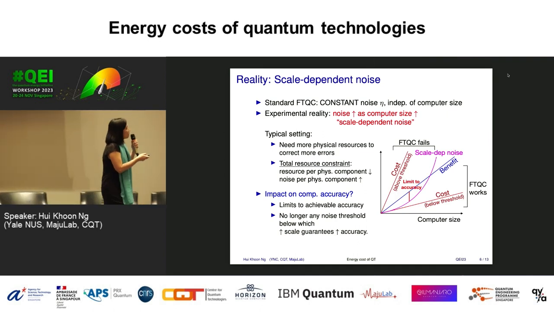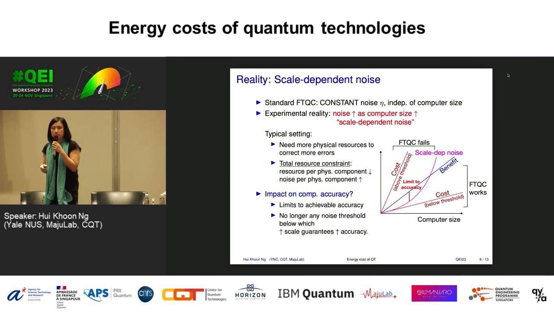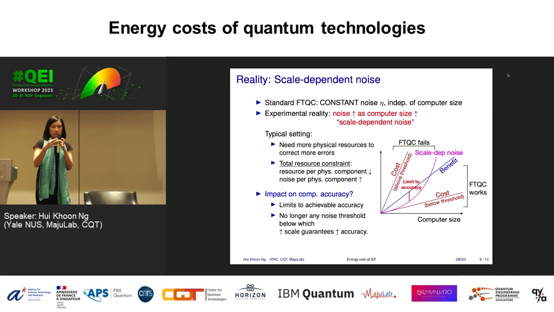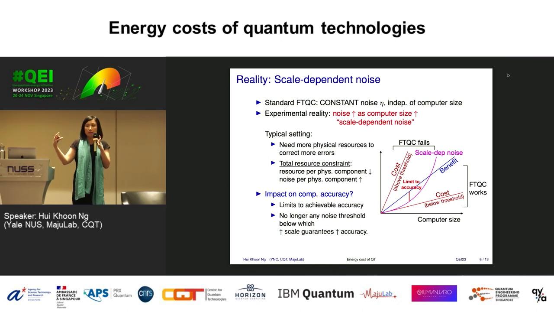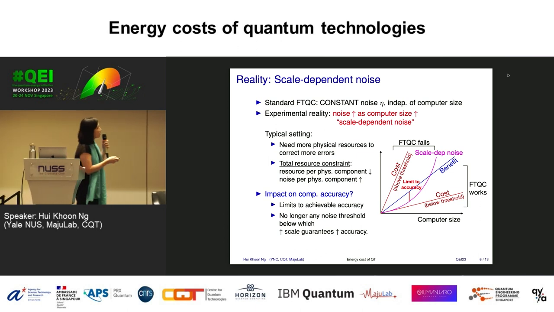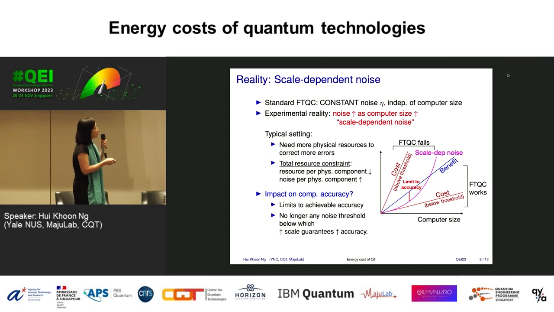Let me bring up the picture. Earlier I had the benefit and the cost both growing linearly. Once you have scale-dependent noise, the cost graph starts off the same, and then it rapidly increases in this manner because your noise per component is increasing. So as you grow your computer larger and larger, your total amount of noise gets bigger and bigger. This gives you this pink graph that goes straight up. The consequence is that there is a place where the difference between the benefit and the cost is at its maximum, and this gives you the limit to the accuracy of your computer.